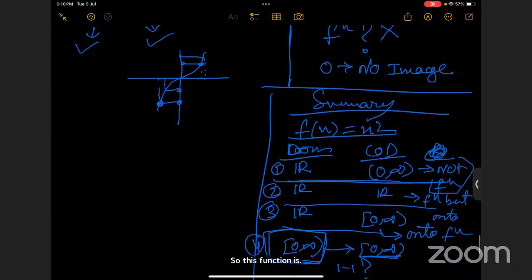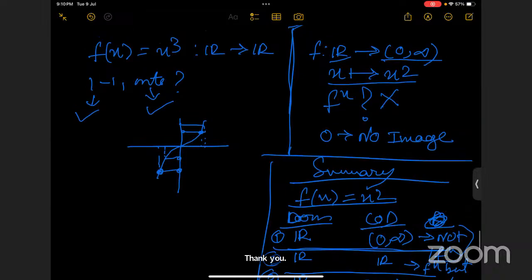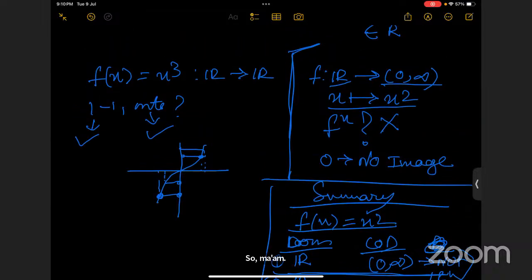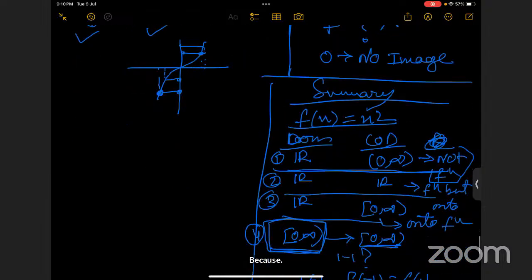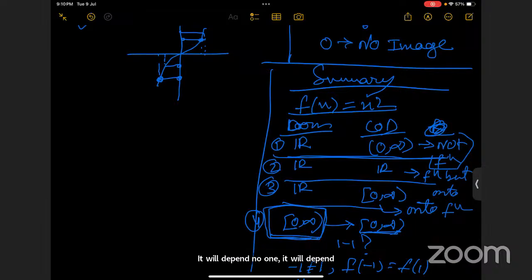I just want to know, so every even polynomial is not onto, and the odd polynomials are all onto? It will depend on the domain and codomain, because whether it's onto actually depends on the domain and codomain.